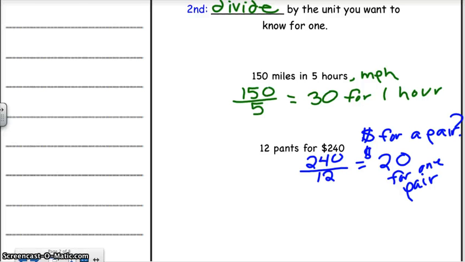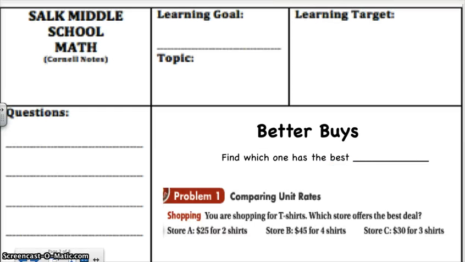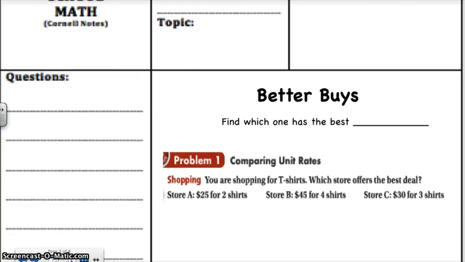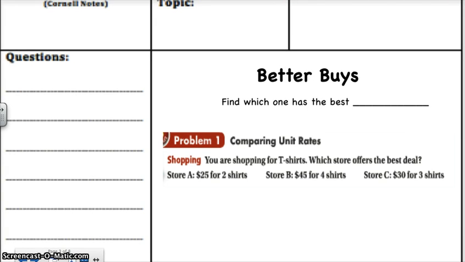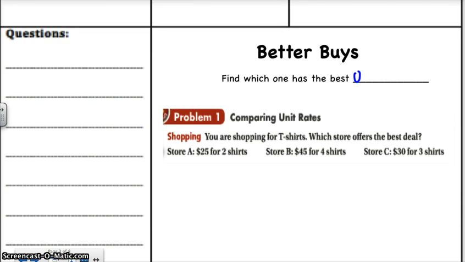Now we extend it to better buys. And that's when you relate it to the unit price. You want to compare how much it is for one and which one is cheaper. Okay? So we want to find which one has the best unit price. That's what we want to do. Compare which one has the best unit price.